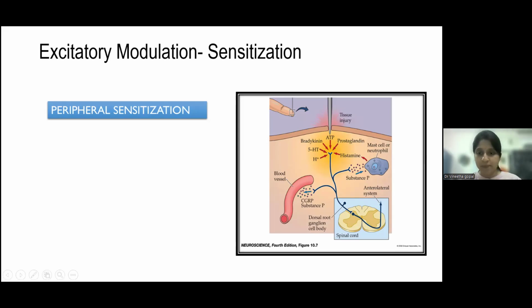So this is the periphery. This is our nerve. This is a nociceptor. Suppose there is a tissue injury. What happens? Many inflammatory cells are attracted due to vascular plasma extravasation and many other tissue distortion and disruption. Mast cells, neutrophils, all these are attracted to the tissue injury site. And they release substances like histamine, prostaglandin, bradykinin, all these inflammatory mediators.